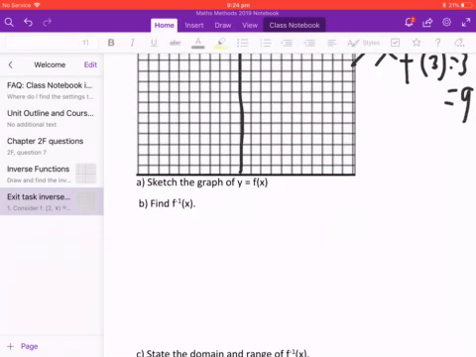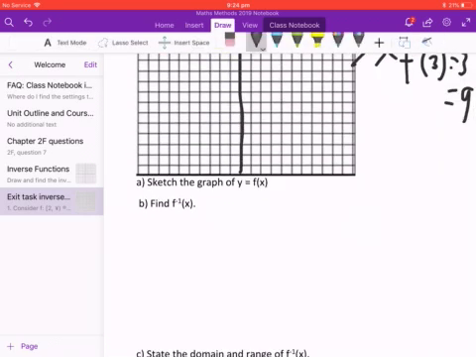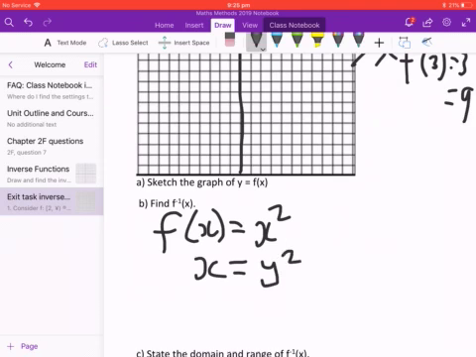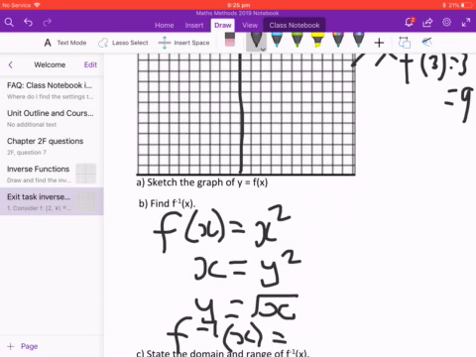what's going to happen to this, f of x is equal to x squared. Okay, we're going to substitute and change the x's for the y's. So this is going to be x equals y squared. y is equal to the square root of x. Okay, so therefore f to the power of -1 of x is equal to the square root of x.